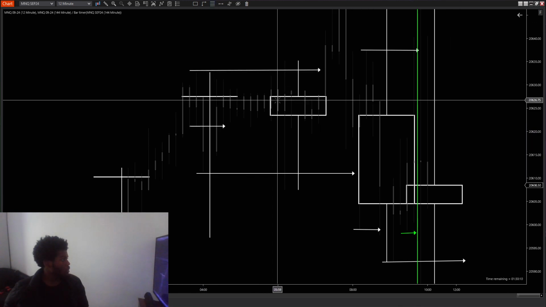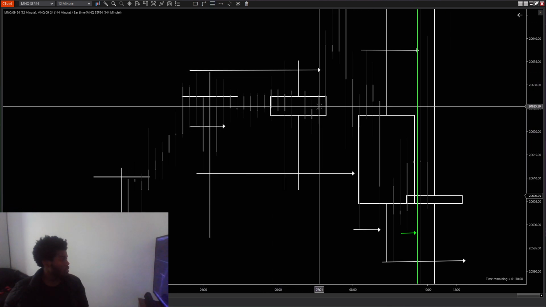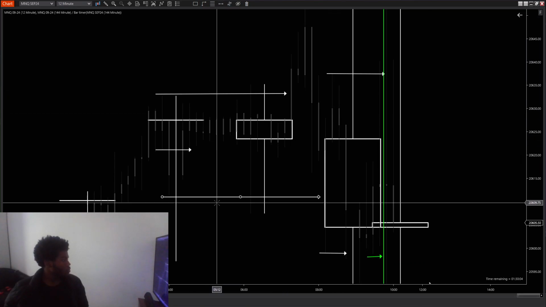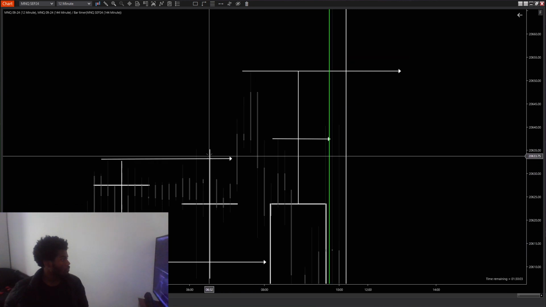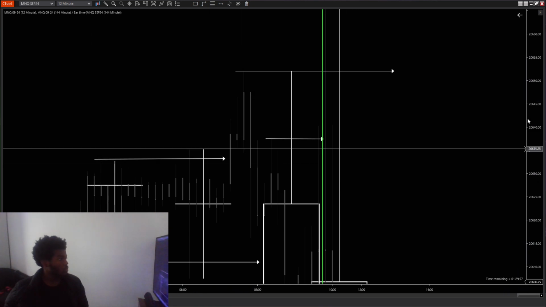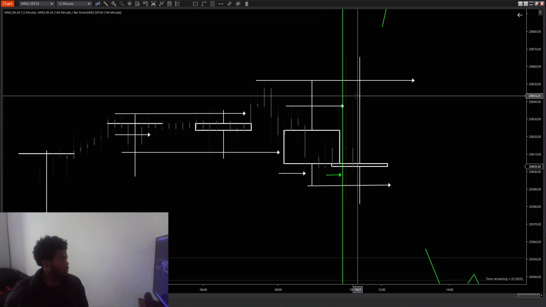See a closure below it. We failed to close above it, to eventually close above it. So this is a structural low. That was a previous high. This is a structural high. I don't think we went above it. I think we did. Okay, we did.